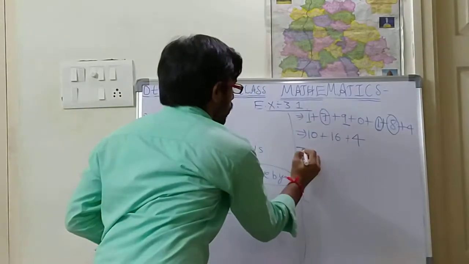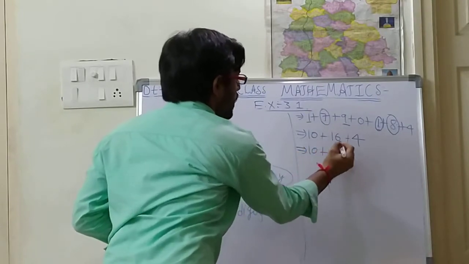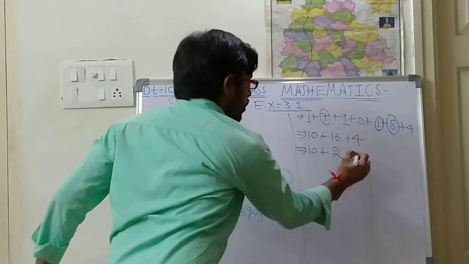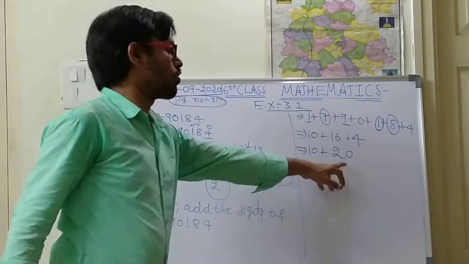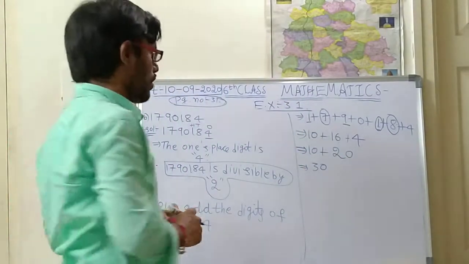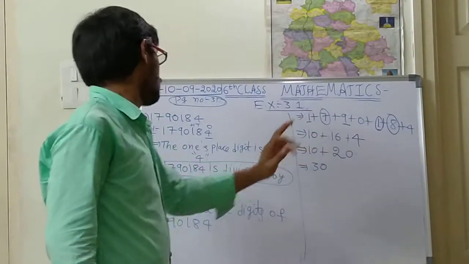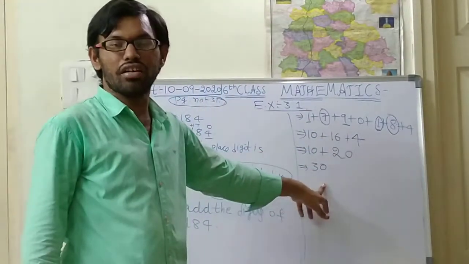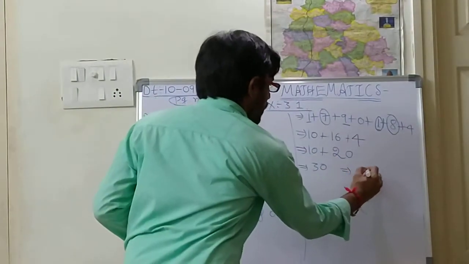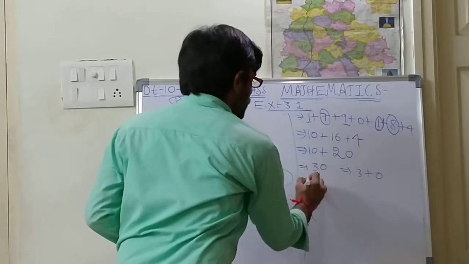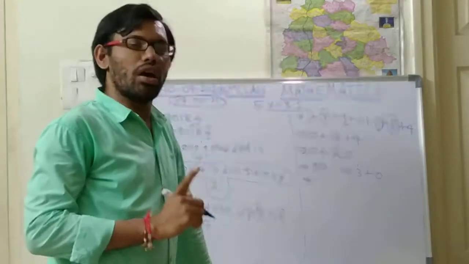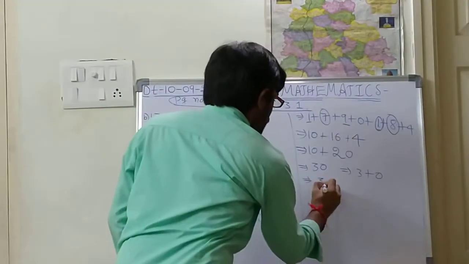So now 10 plus 16 plus 4. What is 16 plus 4? 16 plus 4 is 20. Now 20 plus 10 is 30. Is it right, children? I think you are getting it. Now, whether this 30 is divisible by 3 or not? Yes, obviously, 3 times 10 is 30. If you want confirmation, you can add 3 plus 0. Again you add these two digits, so that it comes to a one-digit number. So 3 plus 0 is also 3 only.